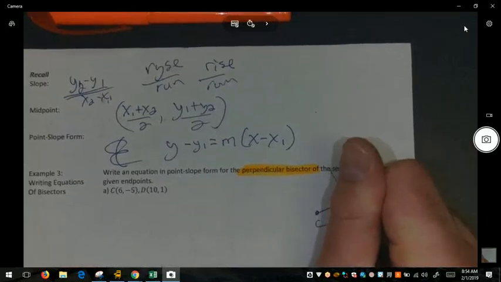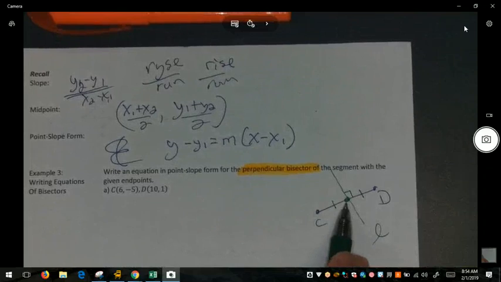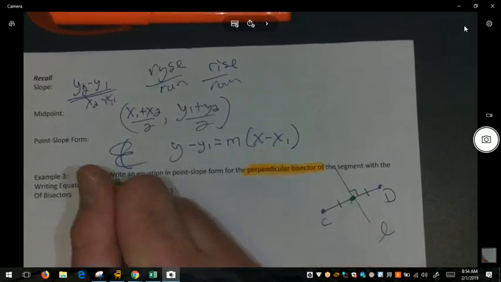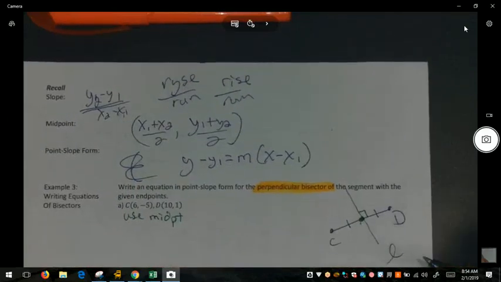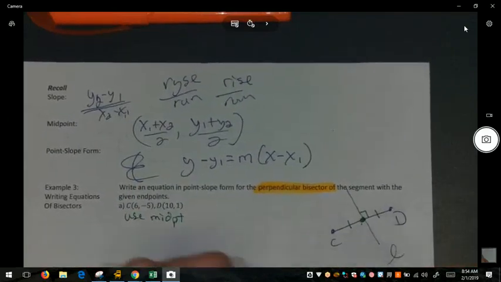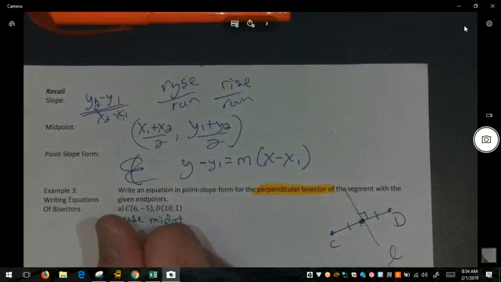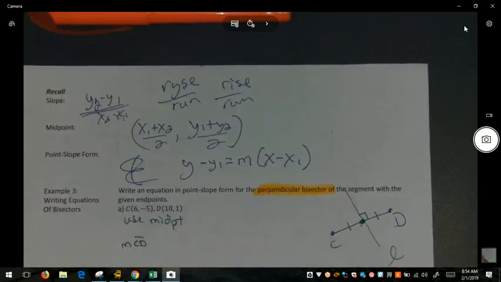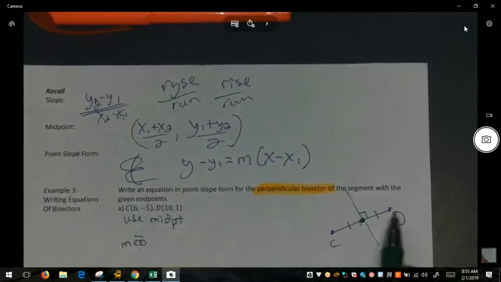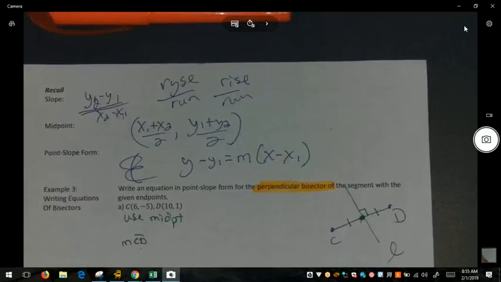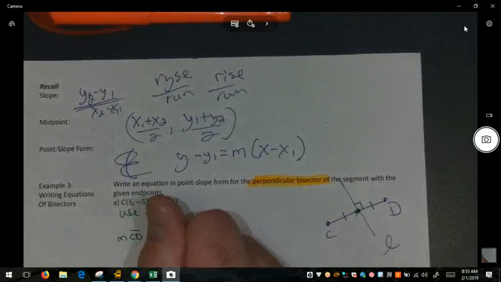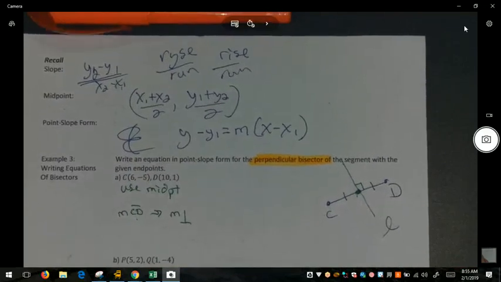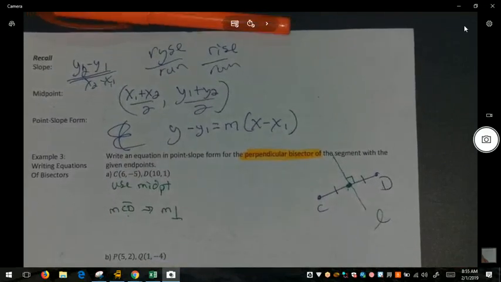So I need this point, which you all know, remember from before that that's the midpoint. We're going to use the midpoint, so we're going to have to calculate the midpoint. And then I also need a slope for my equation. If I know the slope of CD, I don't want to use the slope of CD. That would give me the equation of the line CD. I want to use the perpendicular slope. And so remember, to get the perpendicular slope, we do the opposite reciprocal. So I'm going to start with the midpoint.